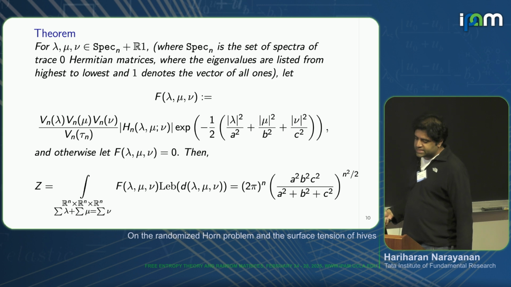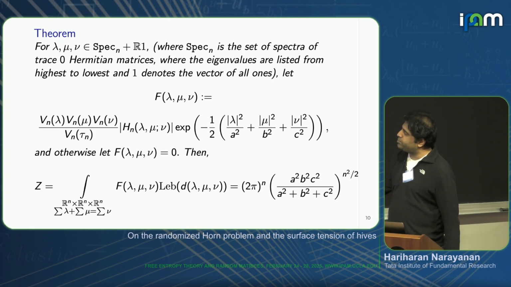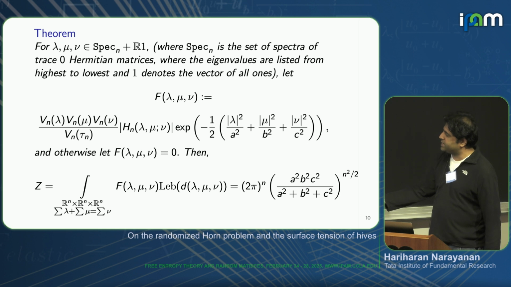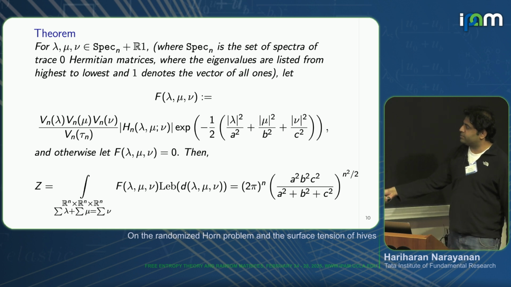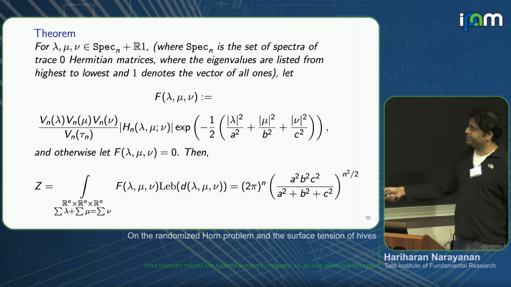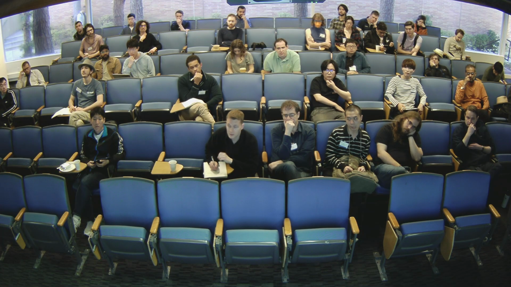So what this is saying is that if you take this function, which encodes the volumes of hive polytopes and some other Vandermonde factors and this Gaussian, and you integrate it over the entire subspace, you get a closed form. You get 2 pi raised to n, a square b square c square by a square plus b square plus c square, all by n square, raised to n square by 2. Does Leb mean Lebesgue measure? Yeah.